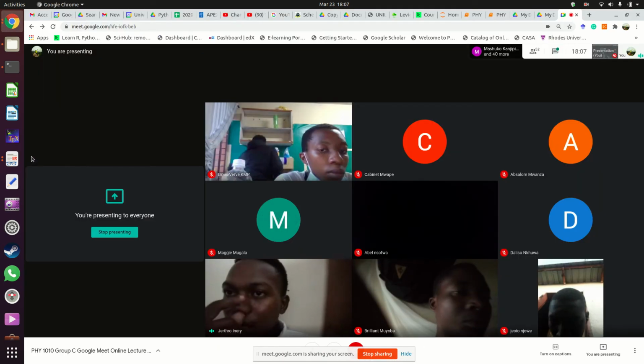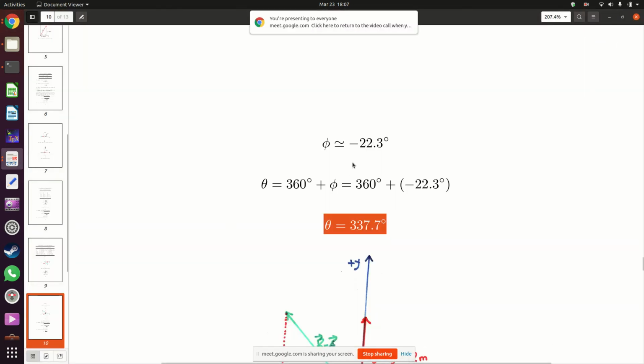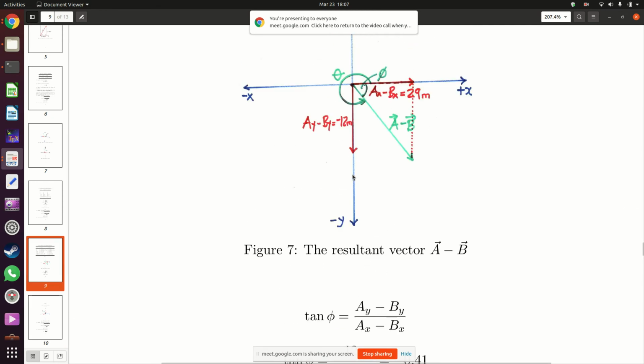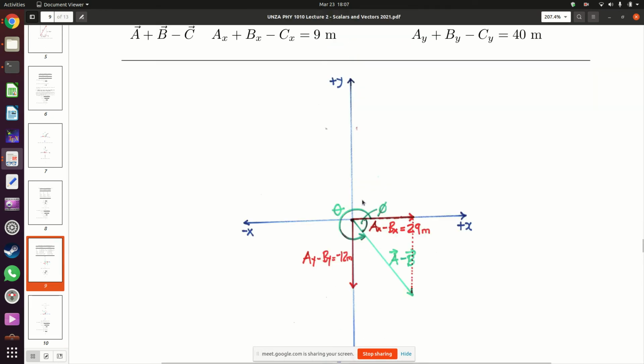We choose direction from angles. Yes, that's a good question. What does it mean when you have a negative angle? With angles, you can go this way or you can go this way. So there are two ways you can go. You can go clockwise or anti-clockwise. In physics, we measure angles in an anti-clockwise direction, so that is the positive direction. So if you see a negative angle, it means that you are going in a clockwise direction.